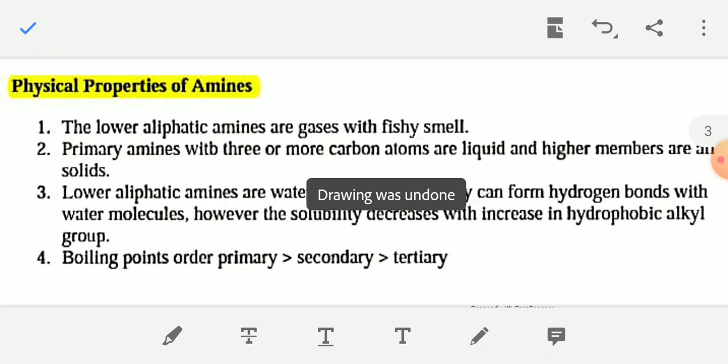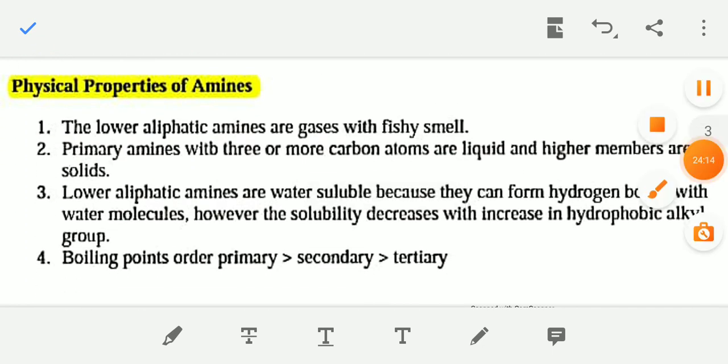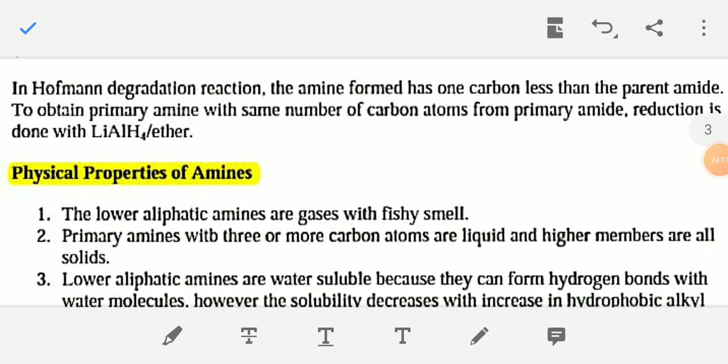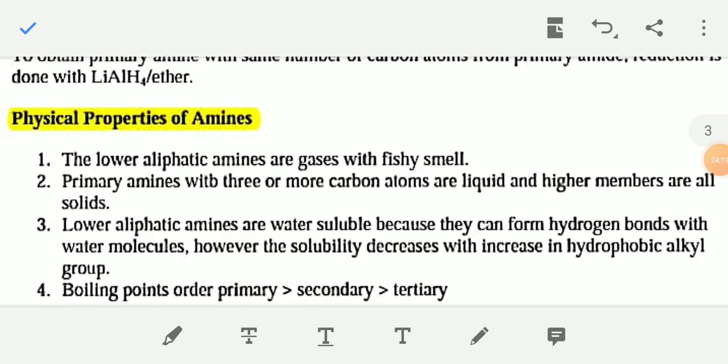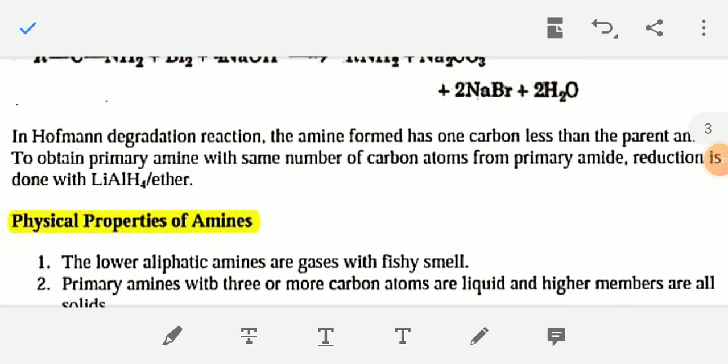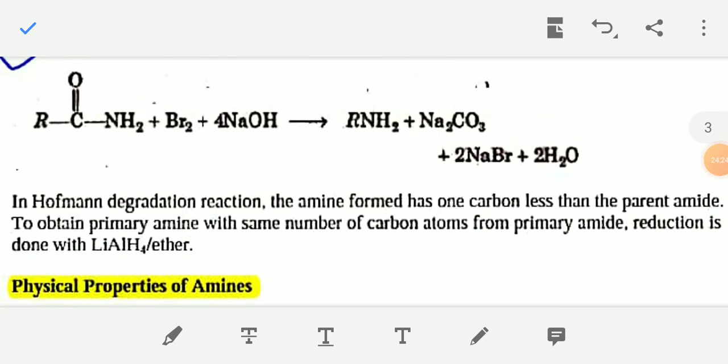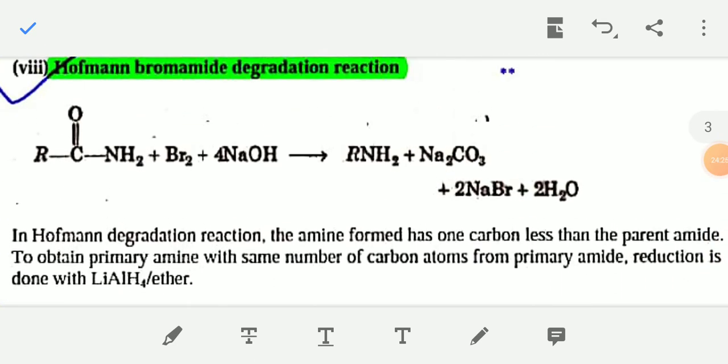Now, physical properties of amines. I'll discuss physical properties of amines in the next video. Okay.